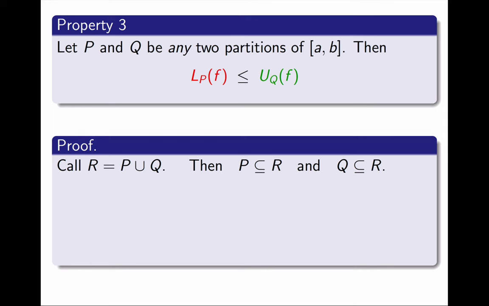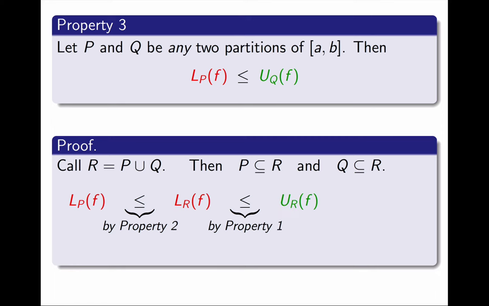And then look at what happens. The P lower sum is less than or equal to the R lower sum thanks to property 2, which is less than or equal to the R upper sum thanks to property 1, which is less than or equal to the Q upper sum thanks to property 2. And that completes the proof.